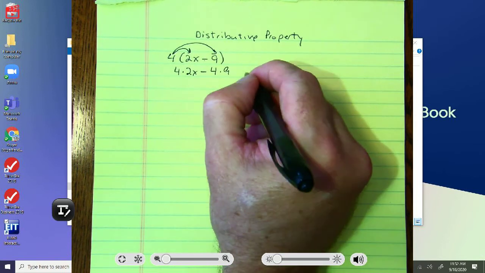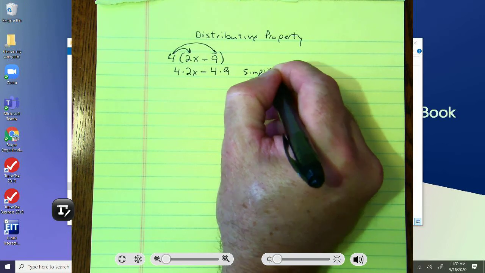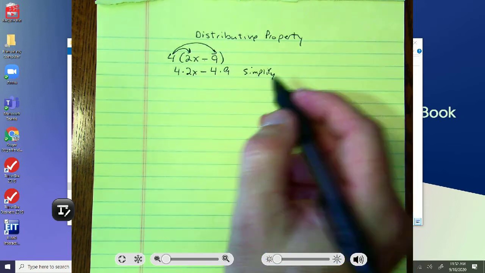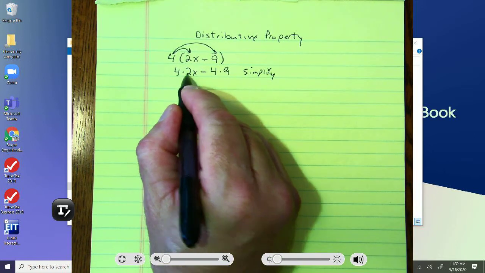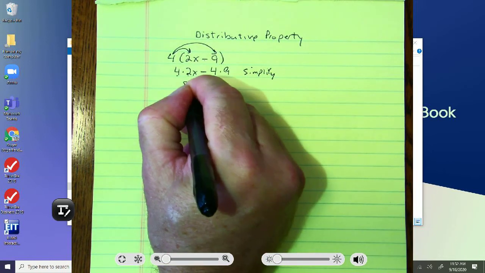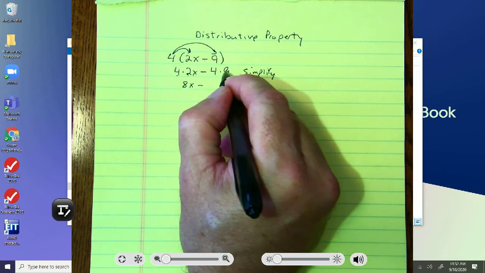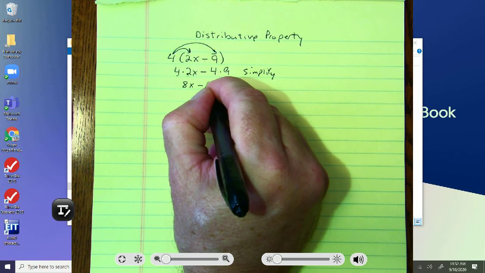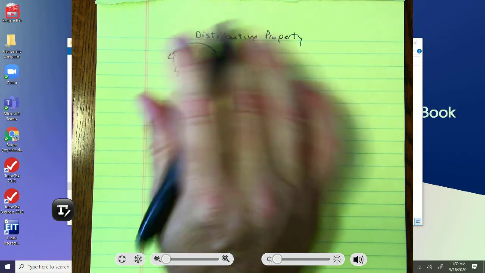So now we need to simplify. Simplify means that we're going to use every operation that we can do until we can do no more of them. We know that we can do 4 times 2, and we'll get a result of 8x, and 4 times 9 gives us a product of 36. And so there we go. We can go no farther. There's nothing else we can do.